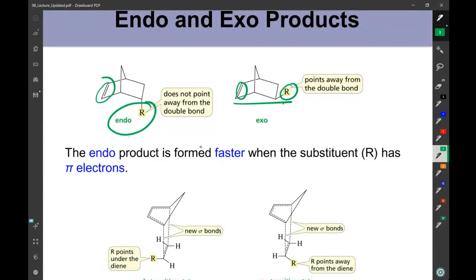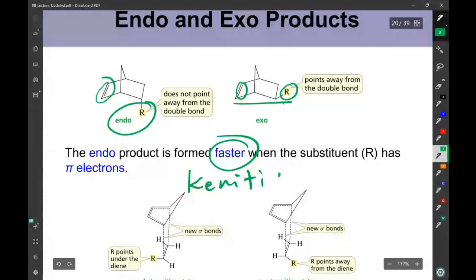Now, the endo product is formed faster. What does that mean to you guys? I need someone to say. More stable. So I need another answer. Faster. What does faster mean? It's the kinetic product. Hallelujah. Gracias. Merci beaucoup. Thank you. Faster means it is the kinetic product. Does that make sense, guys? So the endo product is formed faster. Remember, anything that has to do with speed is a kinetic product. The endo product is formed faster.